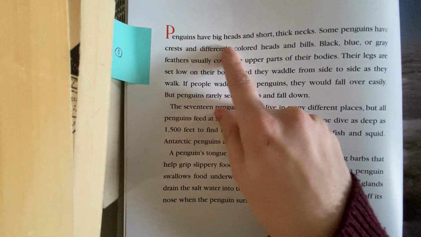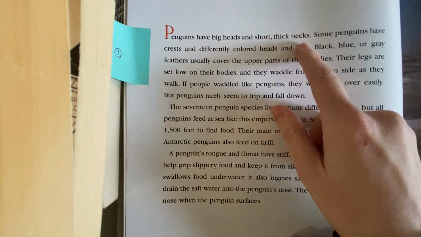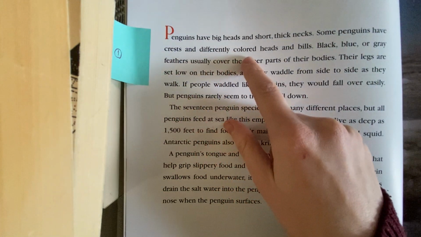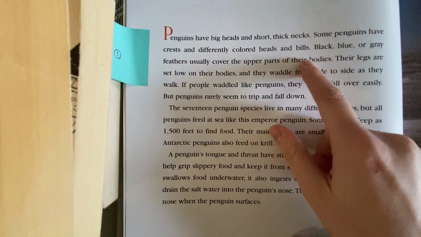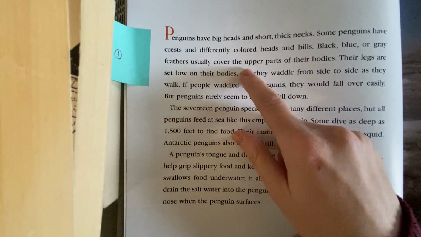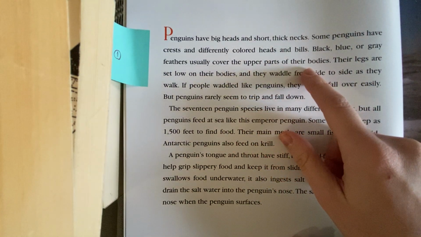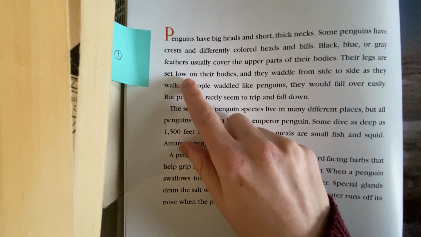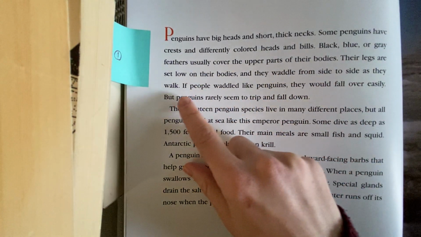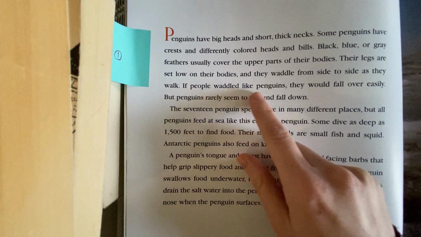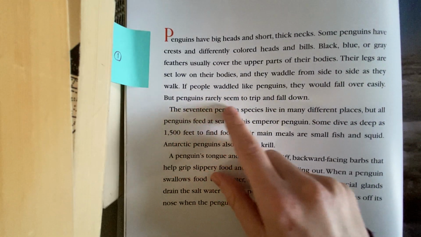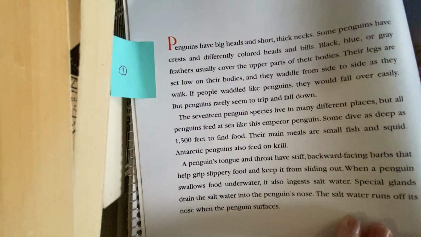It says, penguins have big heads and short, thick necks. Some penguins have crests and differently colored heads and bills. Black, blue, or gray feathers usually cover the upper parts of their bodies. Their legs are set low on their bodies, and they waddle from side to side as they walk. If people waddled like penguins, they would fall over easily. But penguins rarely seem to trip and fall down.